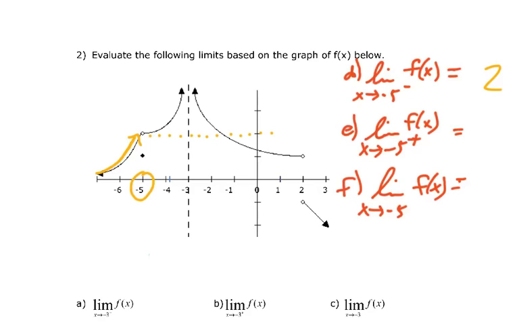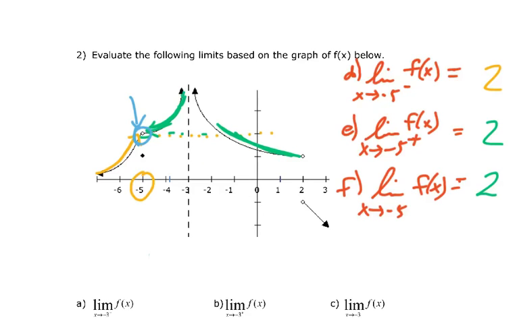Now, for E, I'm looking for as I approach negative 5 from the right. Now, again, I don't have to come all the way over here to the function. I just kind of have to come, sort of a couple of spaces over. So as I approach from the right, I am also approaching that same y value of 2. And again, because the left side and the right side are approaching the same value, my overall limit is also 2.